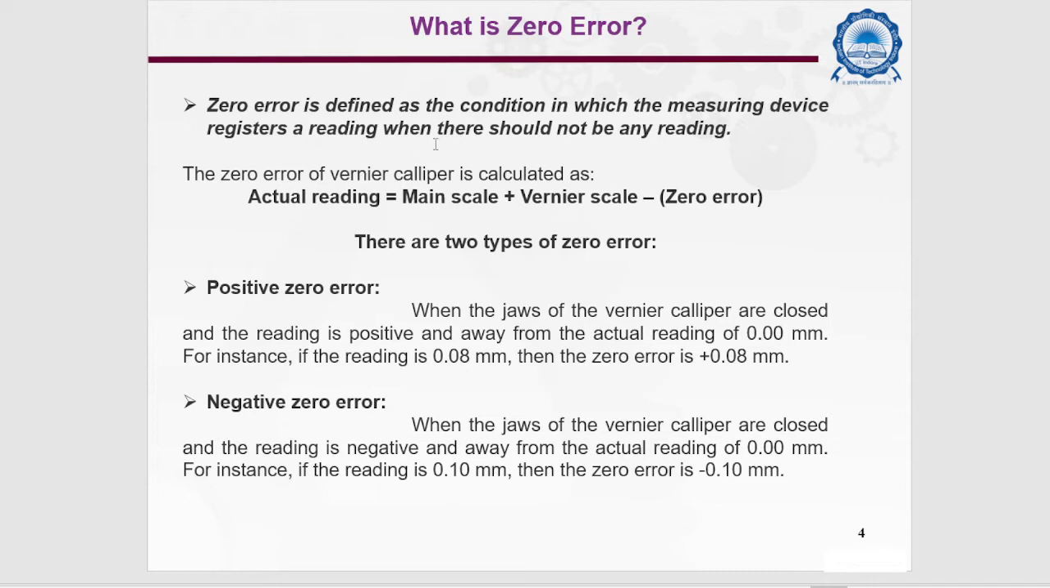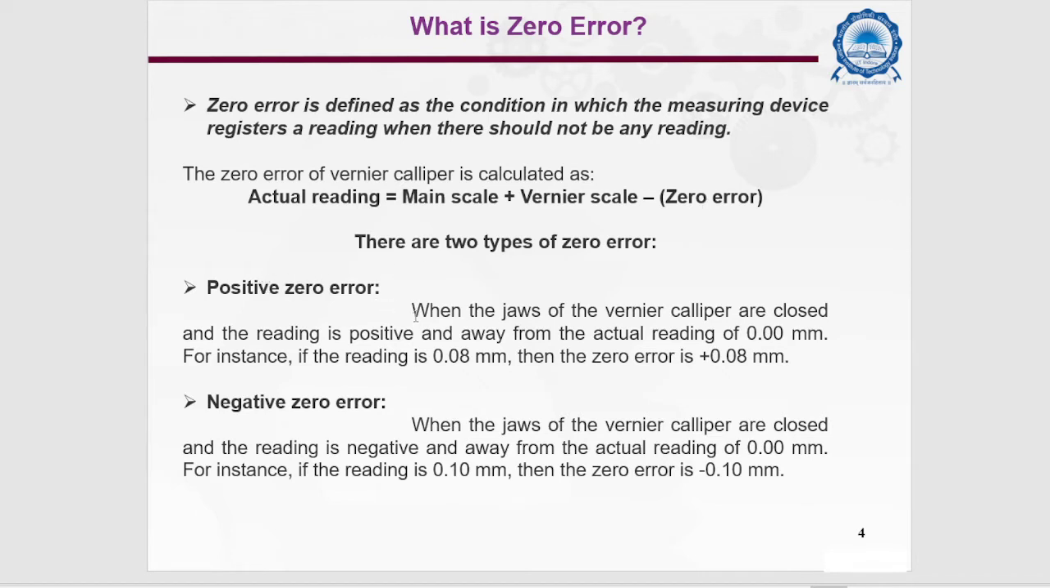So what is zero error? Zero error is defined as the condition in which a measuring device registers a reading when there should not be any reading. The actual reading of a vernier caliper is equal to the main scale reading plus the vernier scale reading minus the zero error. There are two types of zero error.